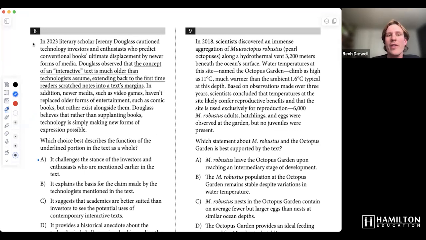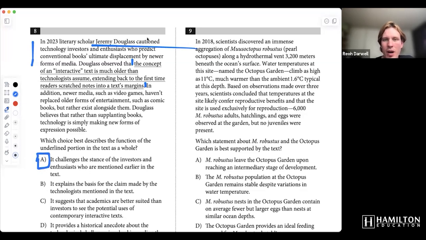So what do we have here? We're given a caution, right? We're told that Jeremy Douglas is cautioning against certain predictions that the conventional book will eventually be pushed out by newer forms of media. Douglas, however, says it doesn't really make sense because interactive text has existed forever. So they're basically saying newer forms of media will supplant the book. And he's like, look, the book is adaptable. It's already existed, right? So he's challenging the stance of the investors, right? We already know that he's going to do that because of up here. So always look in the context.